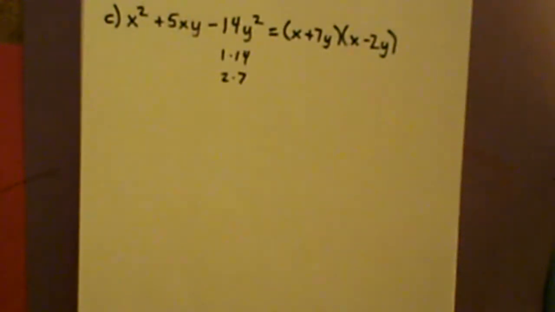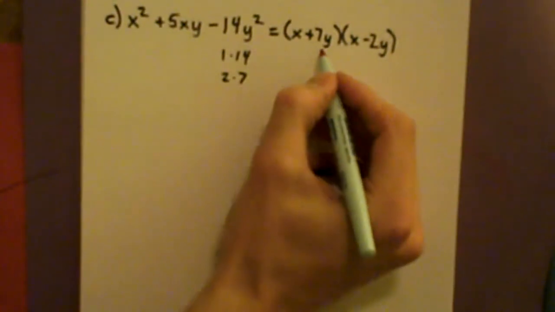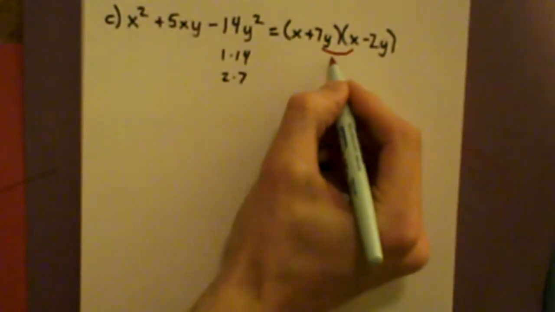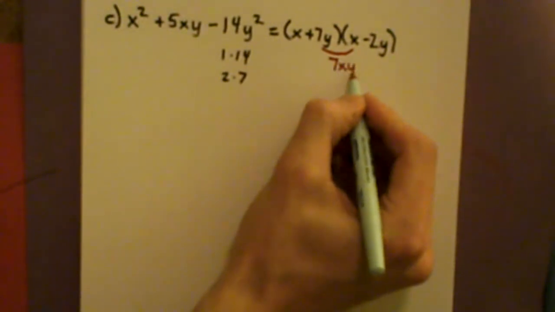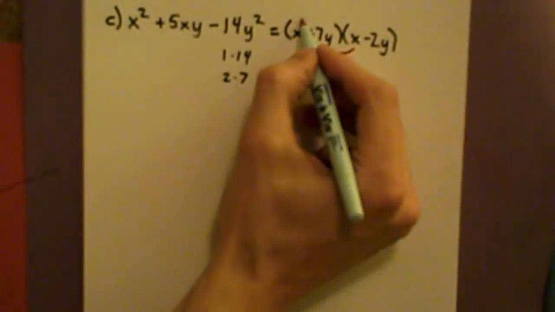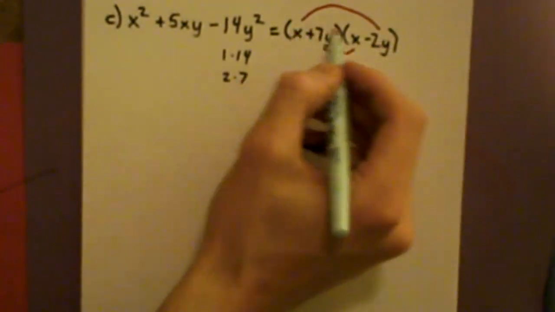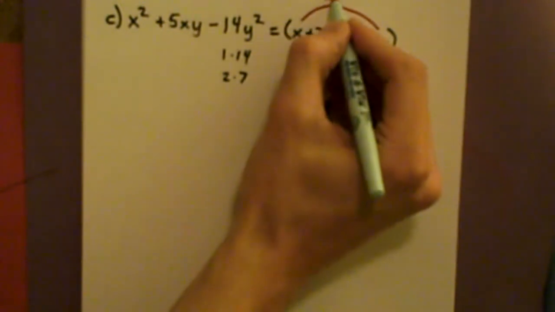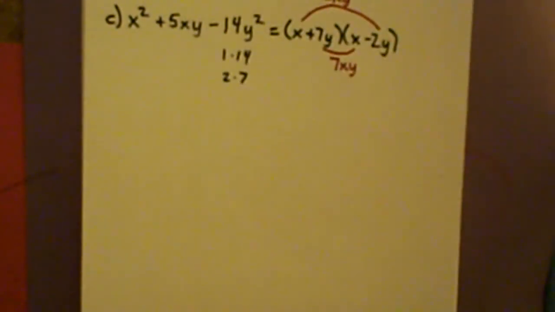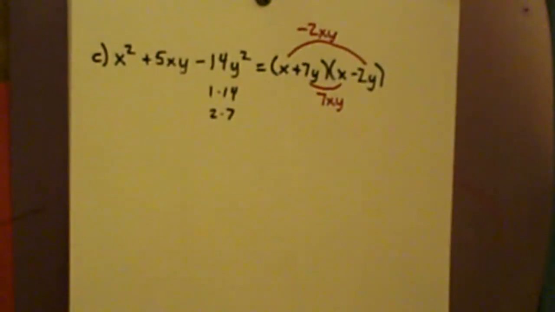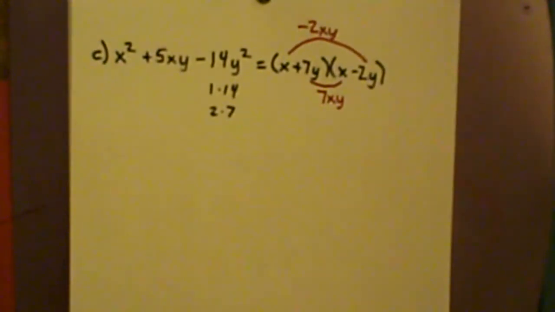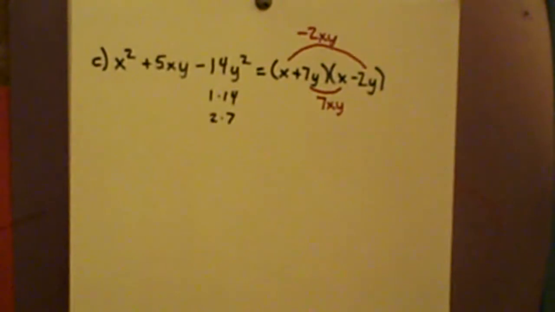Now, we always need to do that little check to make sure that those are in fact the correct ones. So I can check by multiplying the two inners, which gives me 7xy. And if I check by multiplying the two outer ones, I have x times negative 2y, which is negative 2xy. If I add 7xy and negative 2xy, the combination gives me a positive 5xy. So that is the correct trinomial factoring.